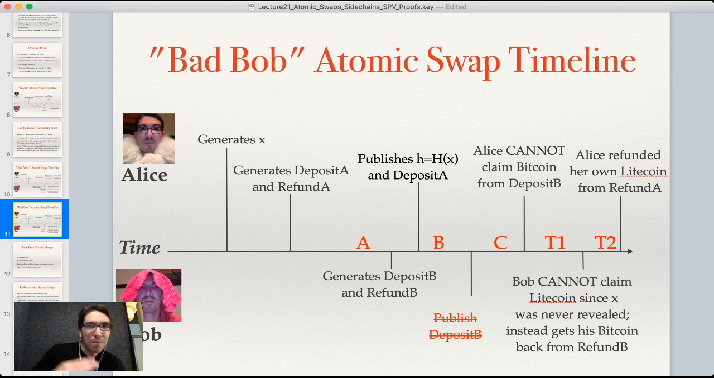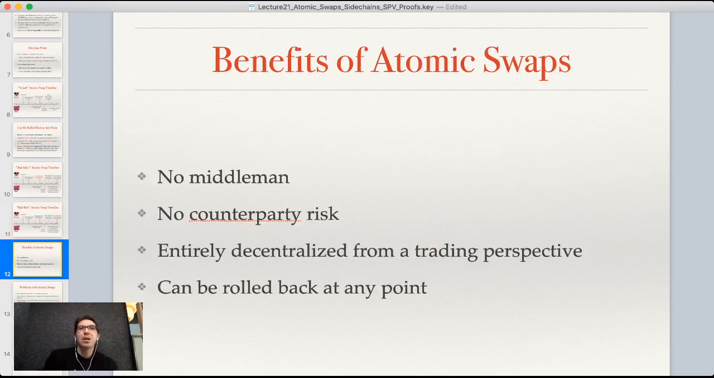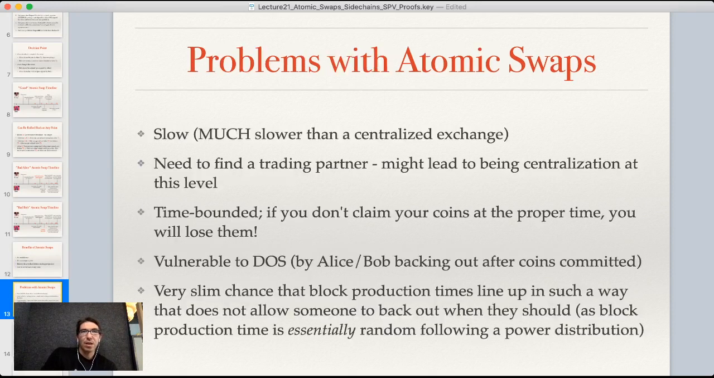So you can see that there's a bit of going back and forth here with atomic swaps, but it does work out. So there are a lot of benefits to this. One, we don't have a middleman. There is no counterparty risk. At any point it can be rolled back. And it's entirely decentralized from a trading perspective. There's no central entity here.